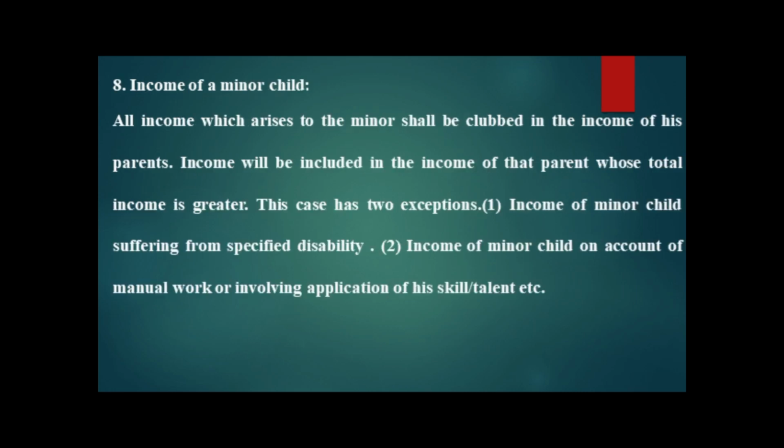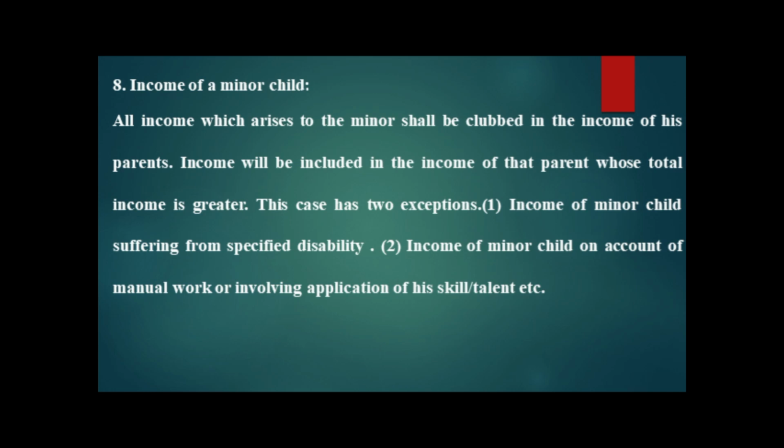Next, income of a minor child. The income which arises to the minor shall be included in the income of the parent whose income is greater. There are two exceptions to the income of the minor child. That is, number one, the income of a minor child suffering from specified disability, and number two, income of the minor child on account of manual work or involving application of his skill or talent, etc.